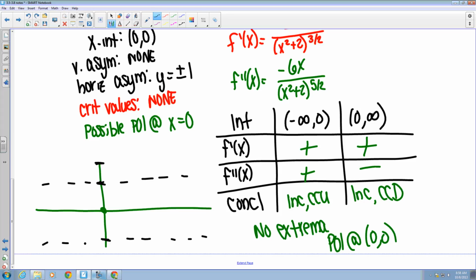Okay, so sketching, we know that we are going to be increasing and concave up from negative infinity up until that first 0. And then after the 0 we are still increasing, but we're concave down. The concavity changed at that point, so that is a rough sketch of that function.